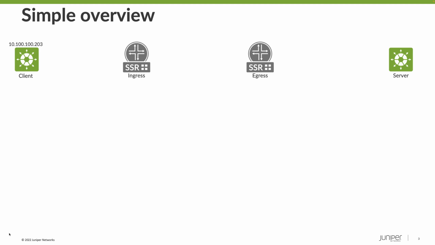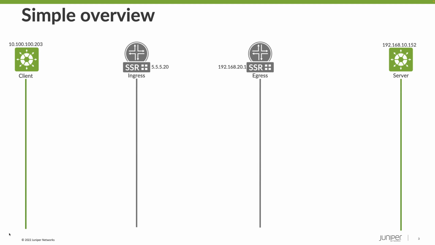We have some addresses that are going to be used for all these different devices. The client is going to be using a 100.203 address, the server a 192.168.10.152 address, and then I have my waypoint addresses for my ingress and egress routers that they use to communicate with each other. From a packet and session standpoint, Paragon is going to create a test session. So the client creates a TCP SYN. It sources from a source port of 5678 to a dest port of 5000.